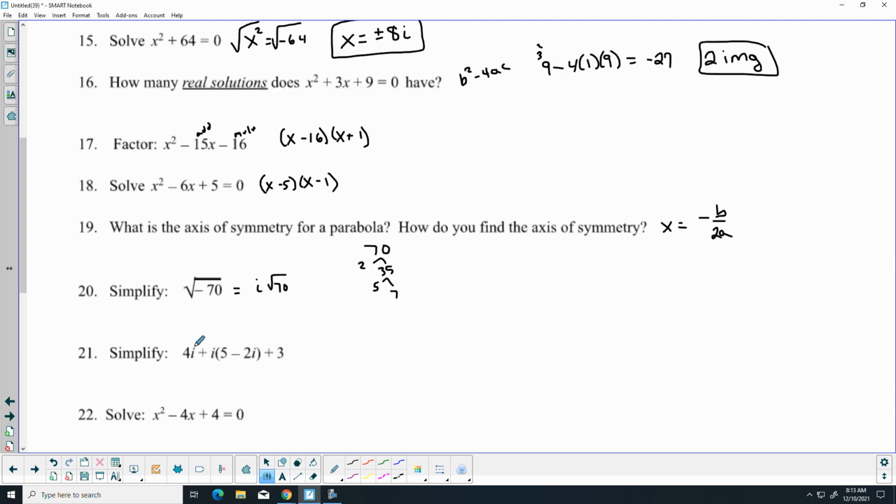21, I'm going to first distribute, and I'm going to get 4i plus 5i minus 2i squared plus 3. Well, I need to remember that i squared is the same thing as negative 1. So negative 2 times negative 1 is actually going to be plus 2. So if I combine my reals, I'm going to get 5, 2 plus 3. Combine my imaginaries, 9i.